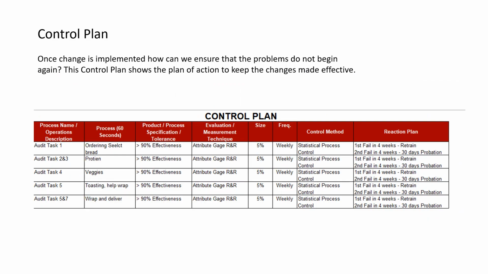So here we go with our control plan. Okay, we talked about all these changes we can make. They're really simple, really straightforward, but what happens afterwards? So once change is implemented, how can we ensure the problems do not begin again? This control plan shows the plan of action to keep changes made effective.